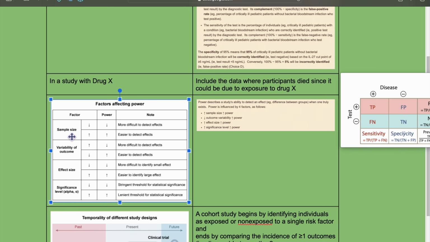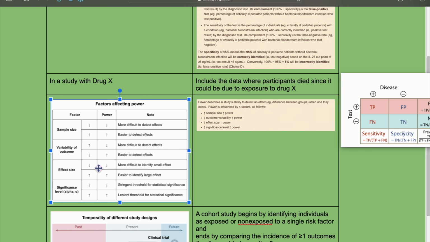So if sample size decreases, power decreases. If sample size increases, power increases, right? If it decreases, it's more difficult to detect effects. If it increases, then it's easier to detect effects. Variability of the outcome: if the variability is increased, the power decreases. It is more difficult to detect effects. If there's a decrease, then there's an increase in power, and it's easier to detect effects.